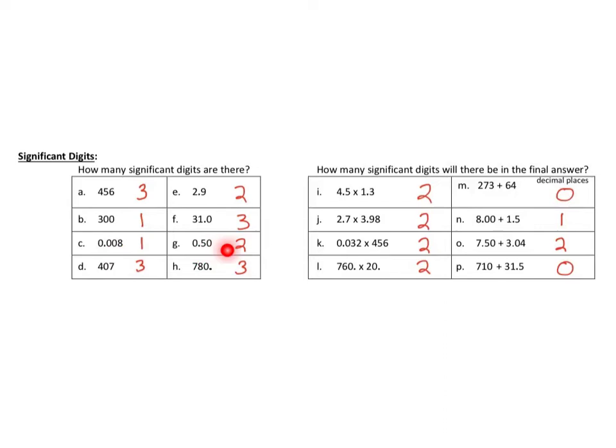In doing calculations, the final answer is expressed to the least number of significant digits of the data when multiplying and dividing, but to the least number of decimal places when adding or subtracting. The rules are different.